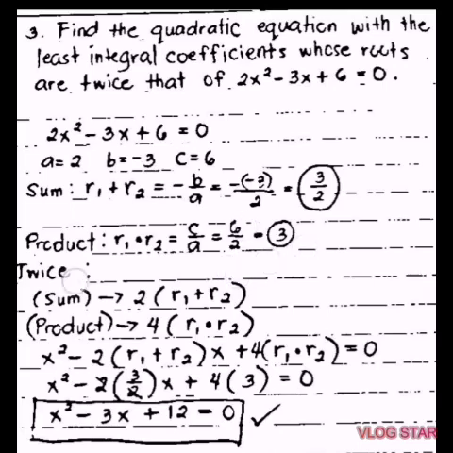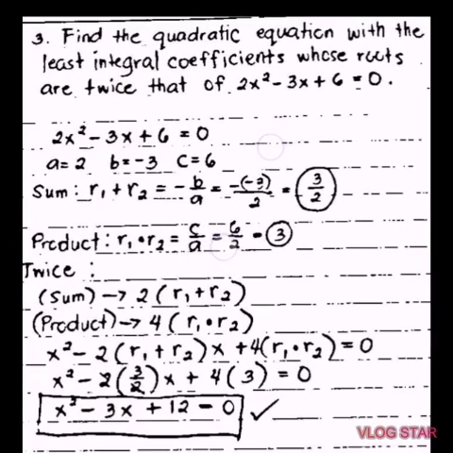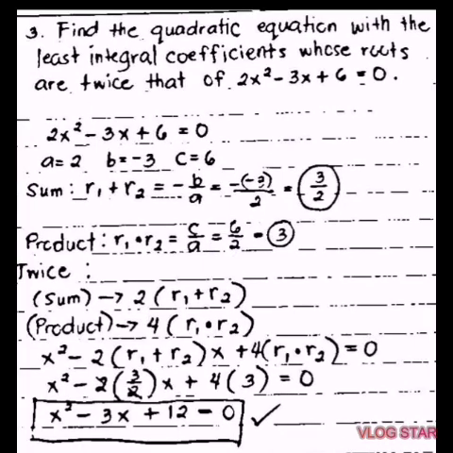Okay, for the twice, because we are looking for the roots twice that of this quadratic equation, you're going to write twice the sum and then twice the product. So for twice the sum, we have to write 2, because from the word twice, it is 2 times the sum, represented by r sub 1 plus r sub 2. So it is like this: 2 times the quantity r sub 1 plus r sub 2.